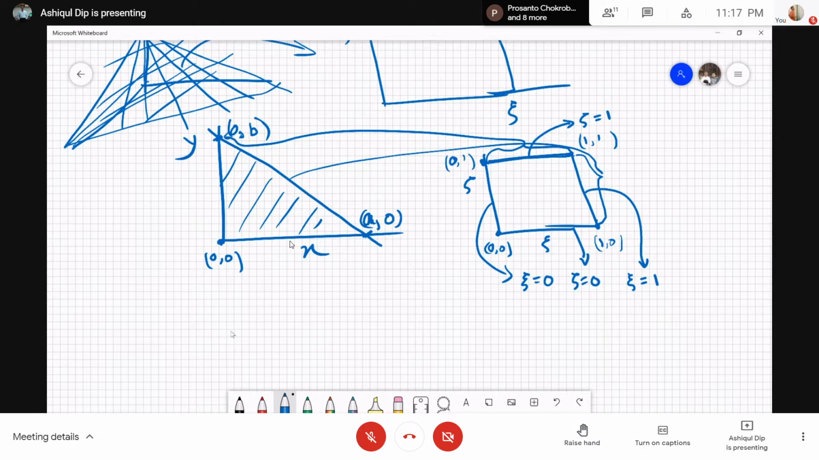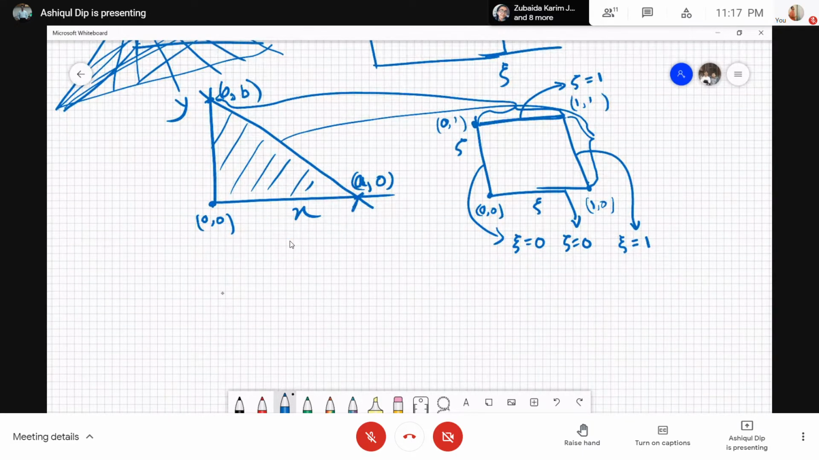Now I want this point to be that point. So my a, 0 point maps to 1, 0, and my 0, b point maps to what? A line. That means xi maps to a line. Yes. So it's better to write it in the opposite way. Instead of doing that, let's do this.